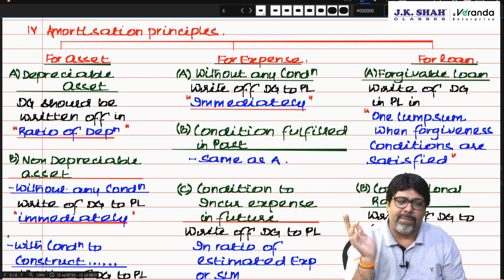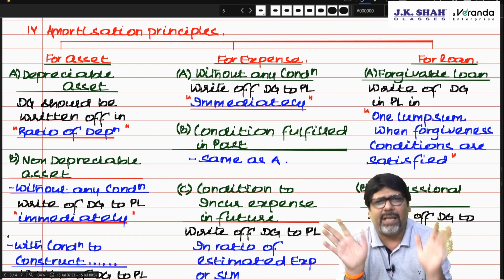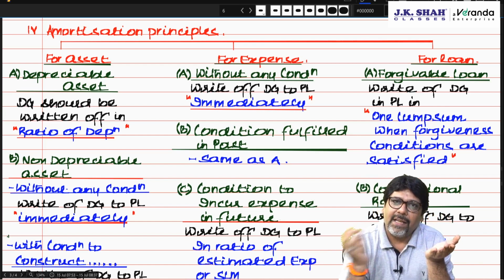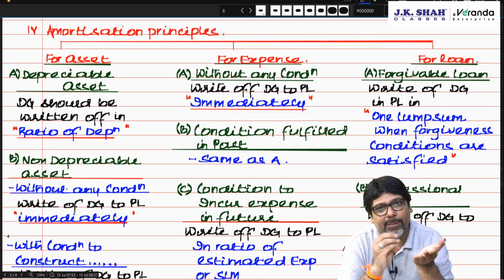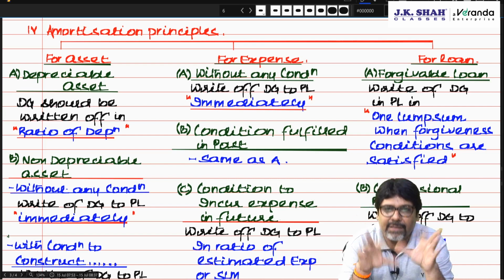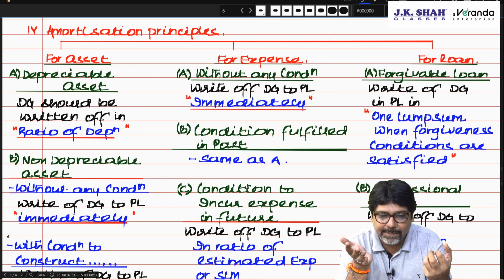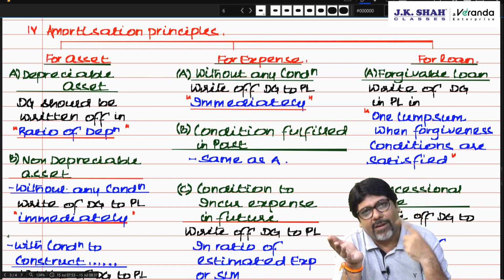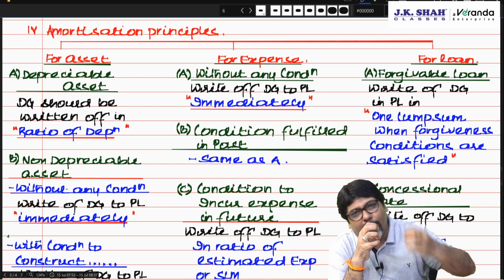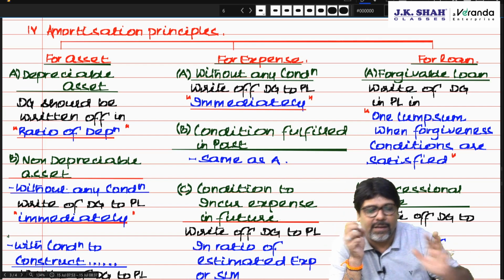If it is a non-depreciable asset, without any condition, then it should be, suppose you are constructing a temple. Government saw that and government gave you a loan. Government gave you money. So there is no condition attached to it. So that money you can immediately transfer to P&L. But if there are conditions attached, that you are buying a land and you're supposed to construct a hospital or a school, then that DG should be amortized in SLM over the construction period.